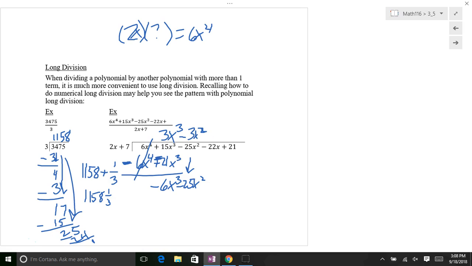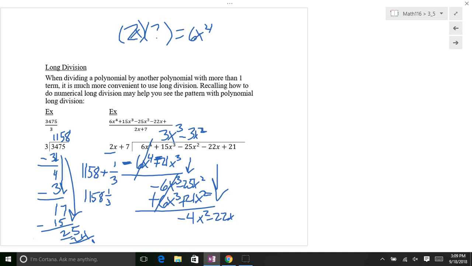Negative 3x squared times 2x is negative 6x cubed. Negative 3x squared times 7, negative 21x squared. Don't forget to change those signs because I'm subtracting those terms. So it's going to change those signs, both of those. Negative 6x cubed plus 6x cubed, that's gone. Negative 25x squared plus 21x squared, negative 4x squared. And then I bring down the negative 22x.